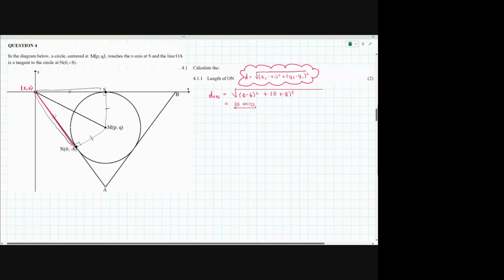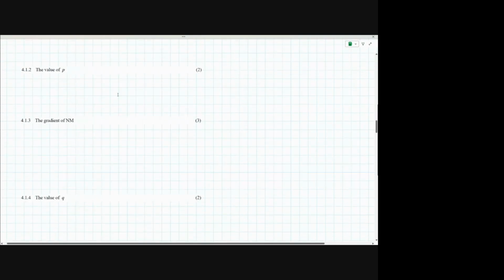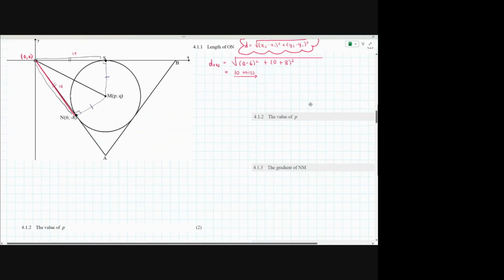Now remember, because we know that this line ON is 10 units, we also know that this line OS is 10 units. Cool. That's done. Literally no other thinking required of me. Let's just move these up for us.